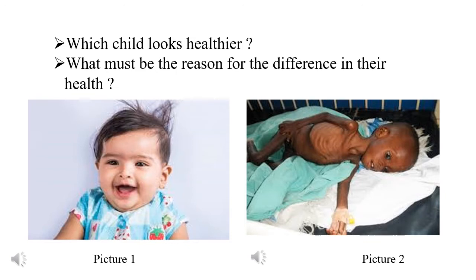Yes, their physical appearance, the healthy body which the child in picture 1 has, and a weak structure which the child in picture 2 has. Correct? So here we get an idea that maybe the child in picture 2 is not getting healthy food or is not taken care of, whereas the child in picture 1 is getting well nourished and healthy food. Okay?